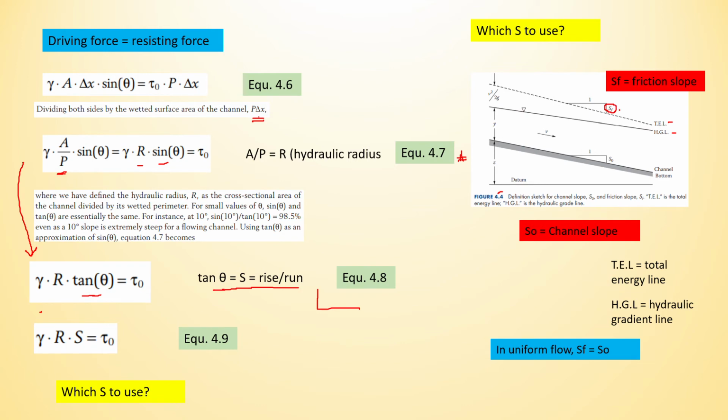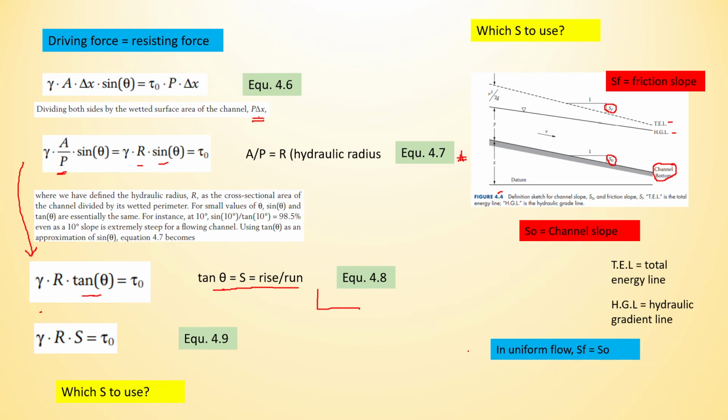Okay, and there is another slope. This is the slope from the channel bottom. We call this slope SO, the channel bottom slope. Yeah, this is the channel slope. So in uniform flow, SF is equal to SO.